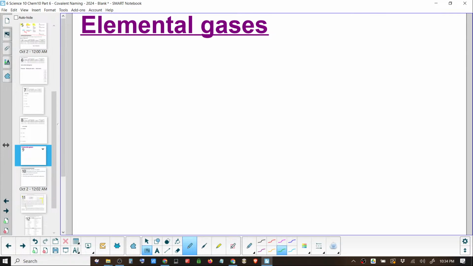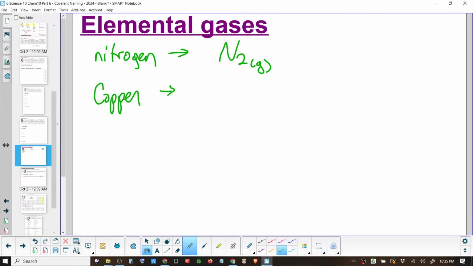When we say nitrogen, we mean N2 gas because that is its natural form. In the same way that when we say copper, the metal, we mean copper solid, like you find in the ground in its pure elemental form. So the pure elemental form of all of those gases, if we say hydrogen, that is H2.